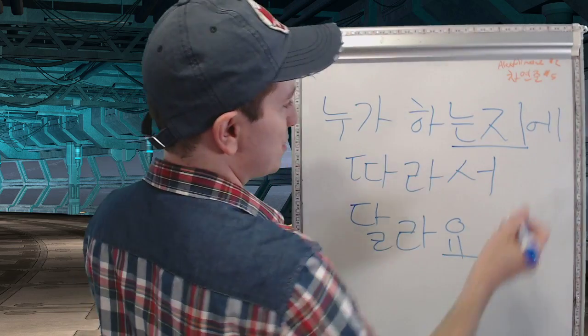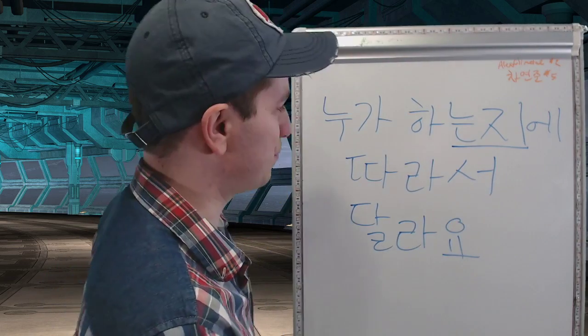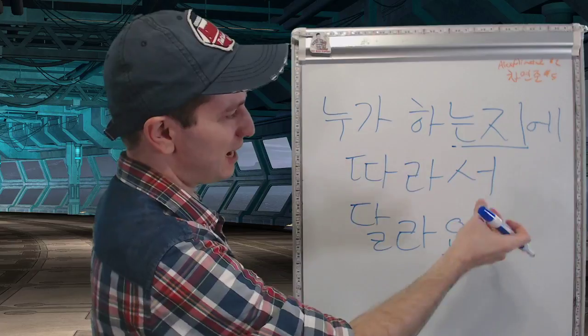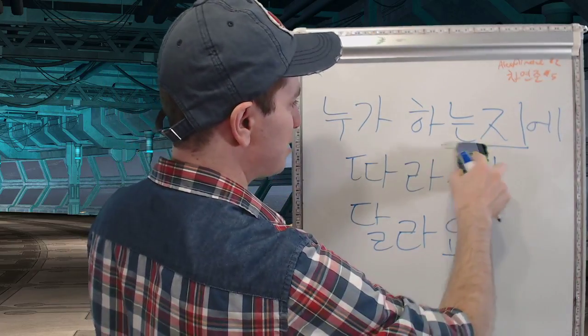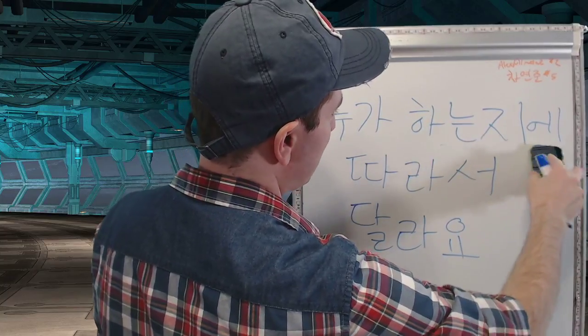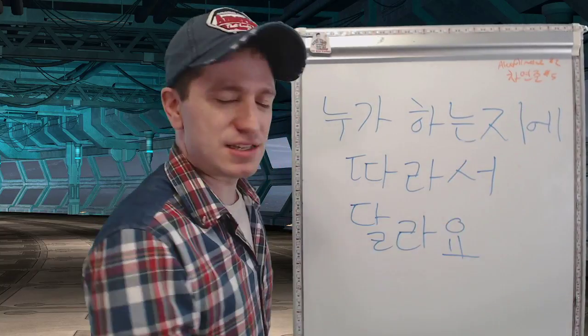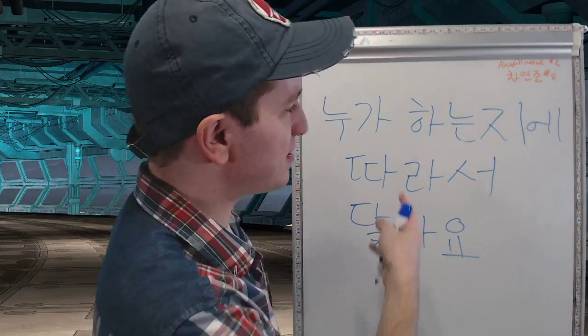Who does it. So we have 는지 attached to our action verb stem 하다, just 하는지, and then we finish it just like before. 누가 하는지에 따라서 달라요. It depends on who does it.